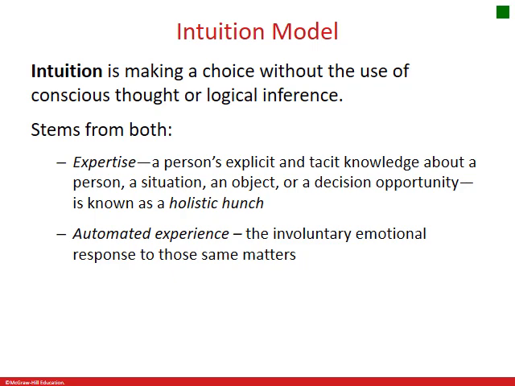Intuition is making a choice without the use of conscious thought or logical inference. Intuition stems from two things. The first is the amount of expertise you have about a person, a situation, an object, or a decision opportunity. This taken together is known as a holistic hunch. And the second thing that it stems from is the automated response. This is the involuntary emotional response to those same matters.